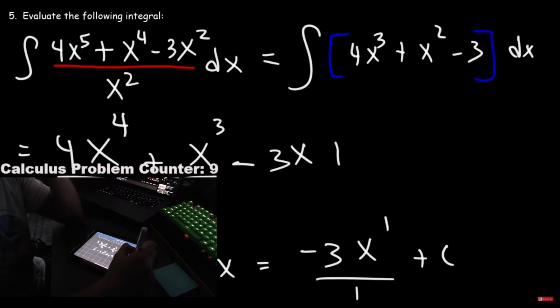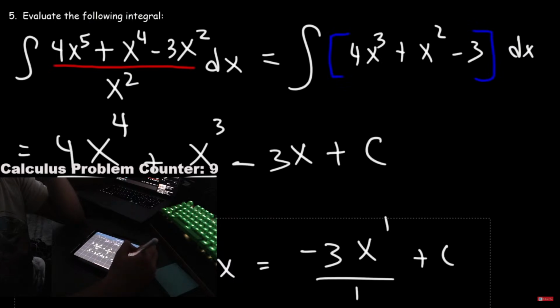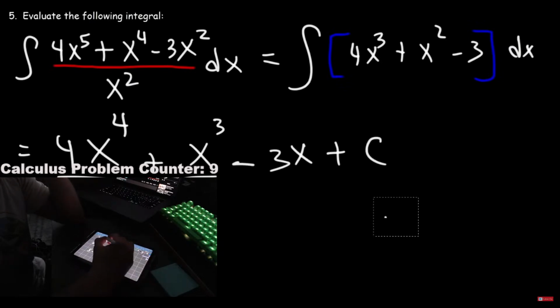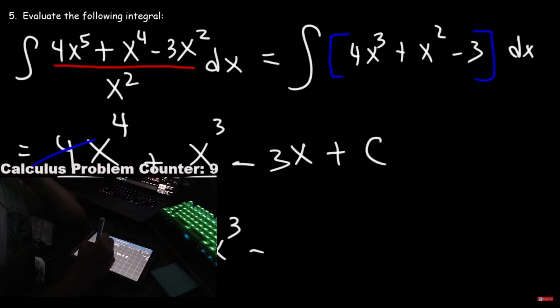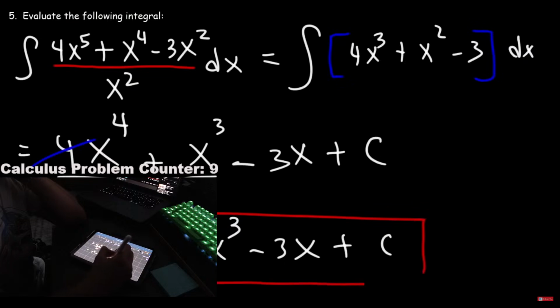Now the next thing we need to do is add the constant of integration. Finally, we need to simplify our answer. So we could cancel the 4, and so we're going to have x to the 4th plus, we can write this as 1/3 x cubed, and then minus 3x plus c. So this is the final answer for the problem. So that's how we can evaluate this particular integral.